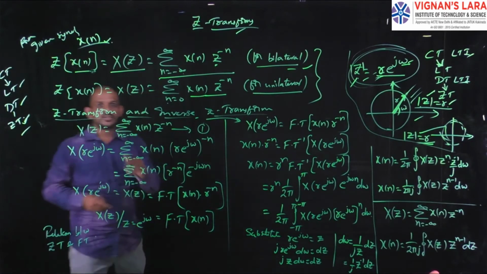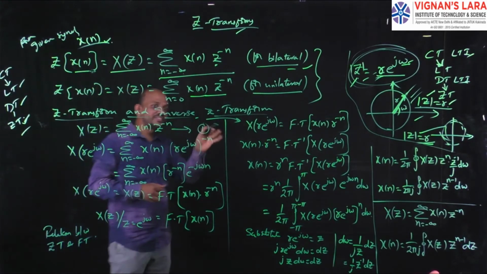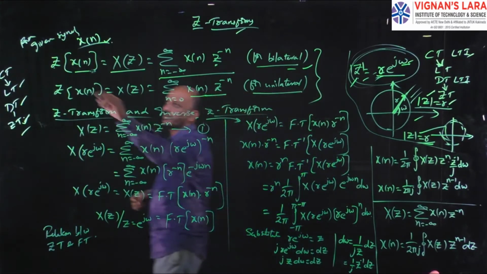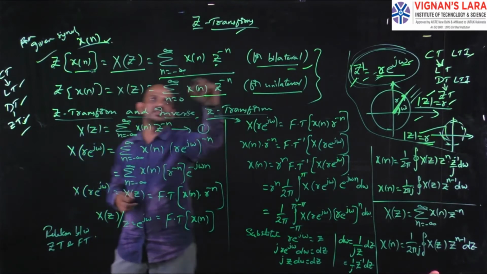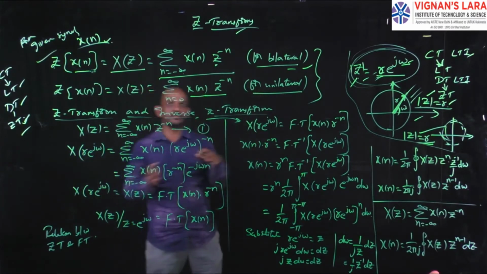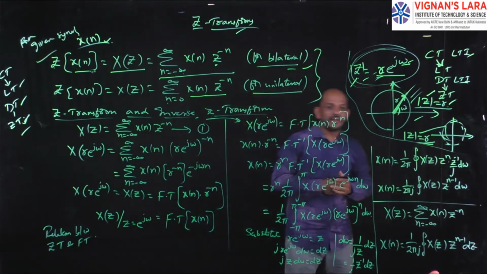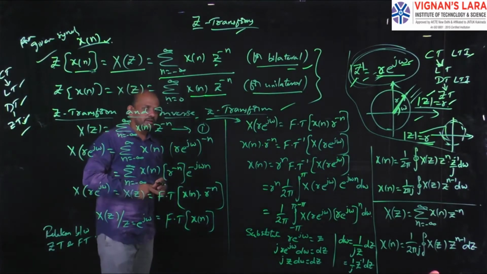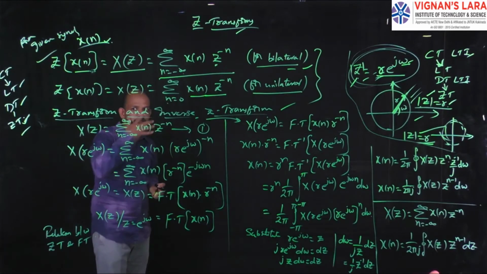Now, see Z transform and inverse Z transform. How can you get the inverse Z transform from the Z transform? Already you know the formulas for the Z transform. I'm using the bilateral one because it goes from minus infinity to infinity. Using that, I will find out the inverse Z transform. So the next topic is the inverse Z transform.